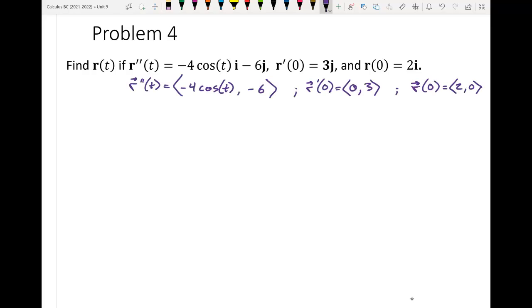One thing I want to point out, I know you're still working through it, with the two initial conditions: remember if it says 3j, that's the same as 0i plus 3j, so we need to recognize that the i value there, the x component, is 0. And similarly in the other one, 2i would be 2i plus 0j. That's equivalent in that form. So we would have 0, 3 for the first derivative initial condition, and then 2, 0 for the original vector r initial condition. Just wanted to point that out as you're working through there.